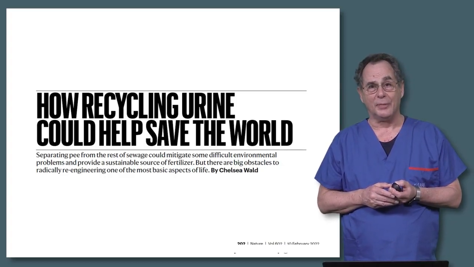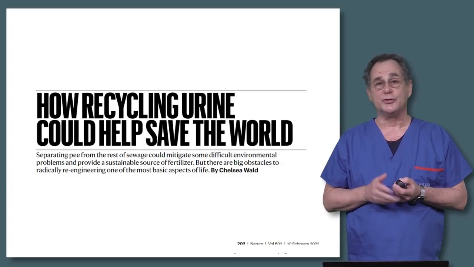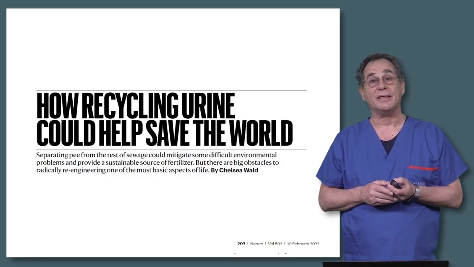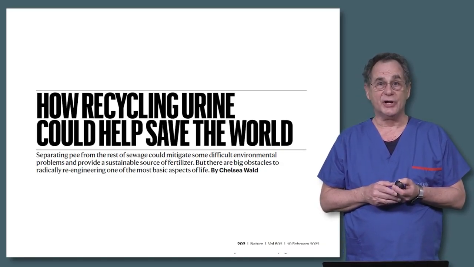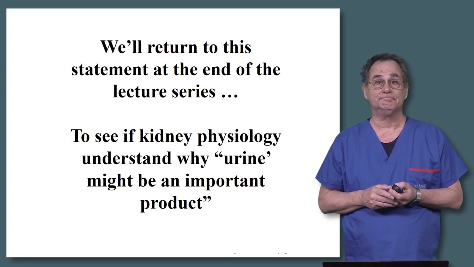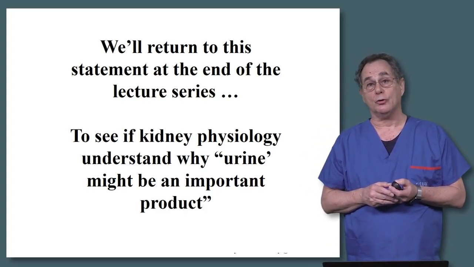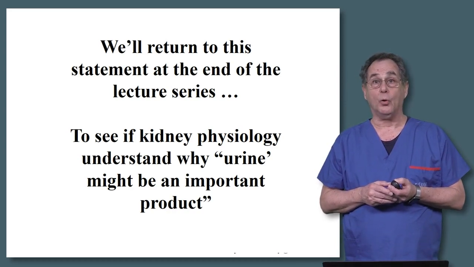So I'll let you think about that, and in the last lecture, we'll return to it and see how our understanding of renal physiology can help us understand how someone might think that urine, a waste product, might indeed help save the world, particularly from an agricultural perspective. So, we'll hope to understand why urine, instead of being a waste product, may indeed be an important product.